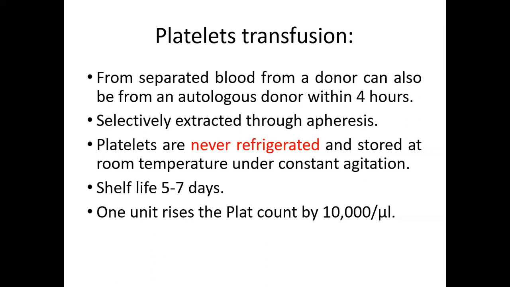For you to get platelets, you have to collect blood from a donor, separate it, and get your platelets, then continue to refrigerate the red blood cells, as the platelets are kept at room temperature but on an agitator. So they have to be constantly agitated. The shelf life is 5 to 7 days, unlike red blood cells that can go up to 45 days. And 1 unit of platelets will raise the count by 10,000 cells per microliter.